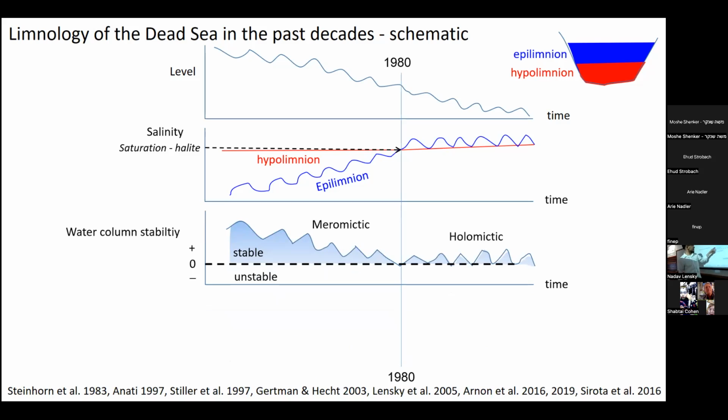So this, in terms of water column stability, is a measure in terms of energy. For example, how much energy I should put in to mix this water column. So here it's very stable, and here it's very unstable. To mix that, I will have to add a lot of energy. So this is the stable part, meromictic, and then holomictic.